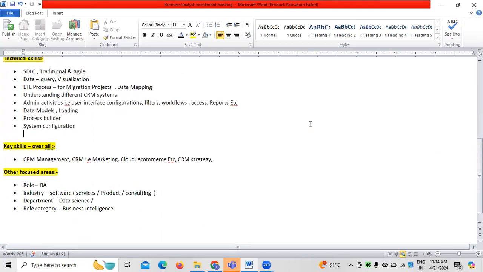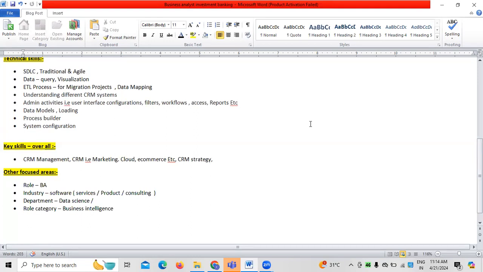Next, key skills. What are the key skills overall required for a BA? CRM management understanding, CRM process understanding, the CRM strategy, different CRM things like marketing cloud, e-commerce, right? Those sorts of CRM key skills, which relate to the CRM process, all come under the key skills part.